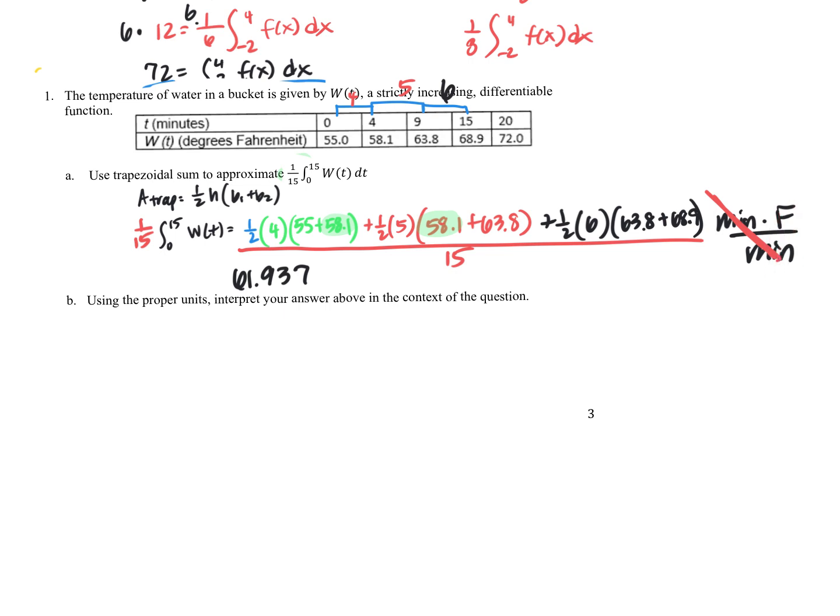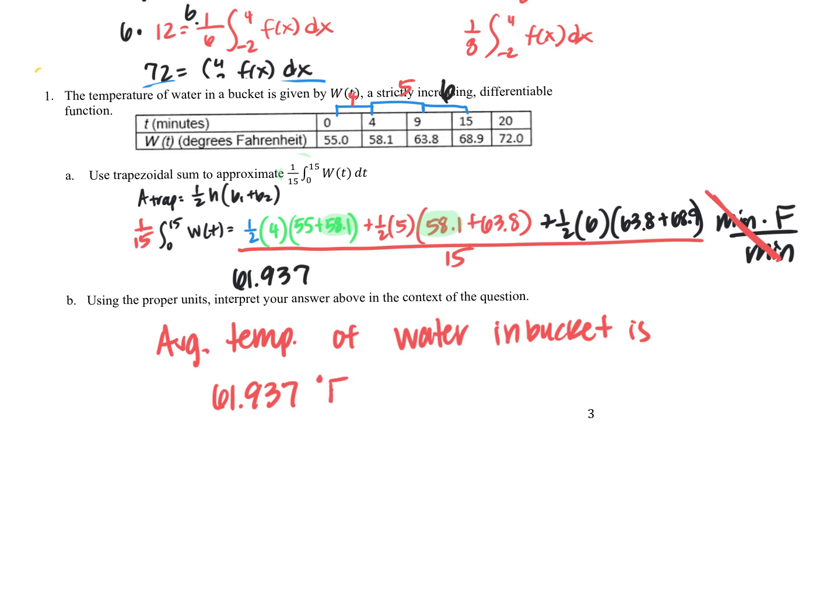The average temperature, oh my God, Gary is perfect. She says the average temperature. If we don't say average, then they're not going to give us the point because that 1/15 is saying average. The average temperature of the water in the bucket, love it, we got to just use that context, is 61.937. Perfect.